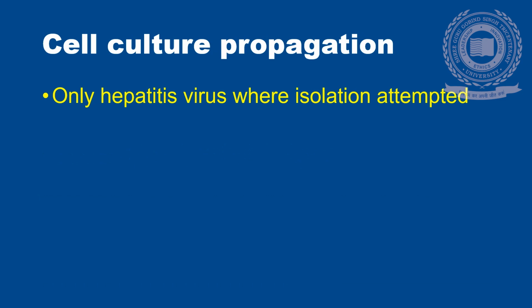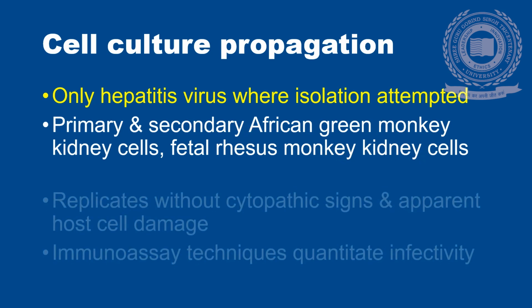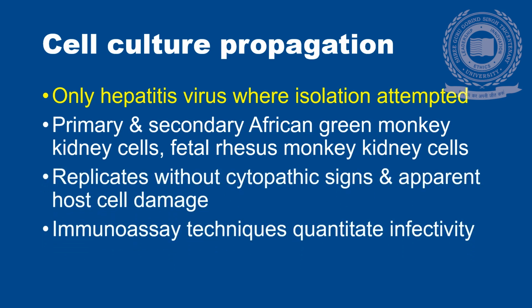This is the only hepatitis virus where isolation has been attempted. It has been attempted in primary and secondary African green monkey kidney cells, fetal rhesus monkey kidney cells. It can replicate without cytopathic signs and apparent host cell damage. Due to absence of the cytopathic signs, we have to do immunoassay techniques to quantitate the infectivity of this virus.